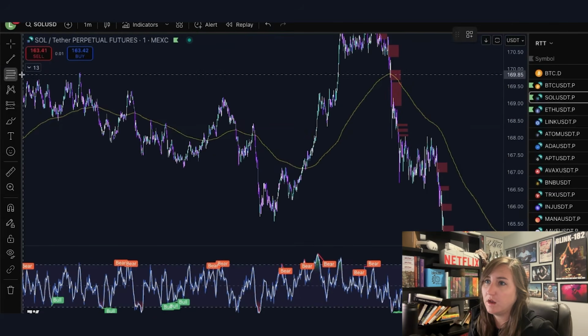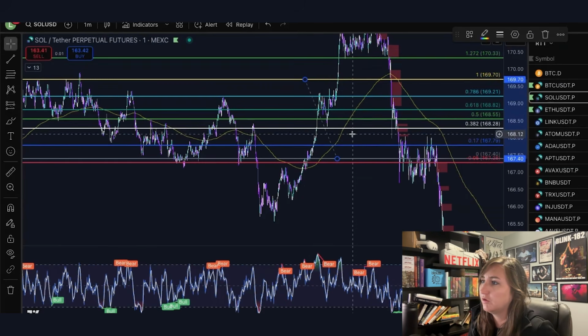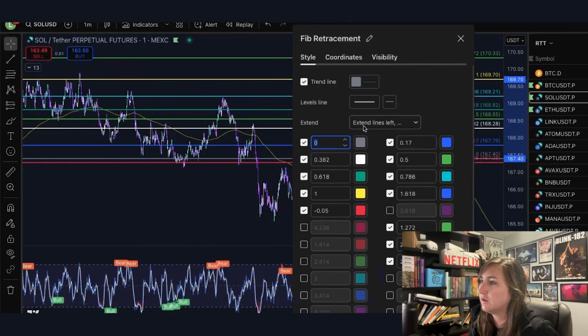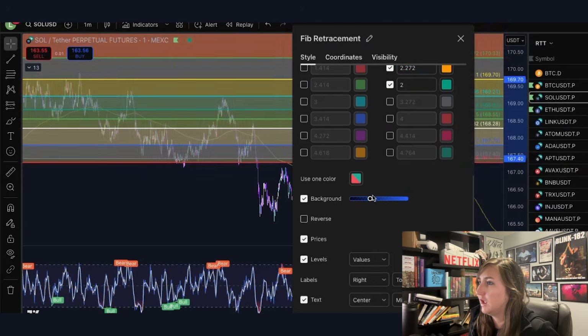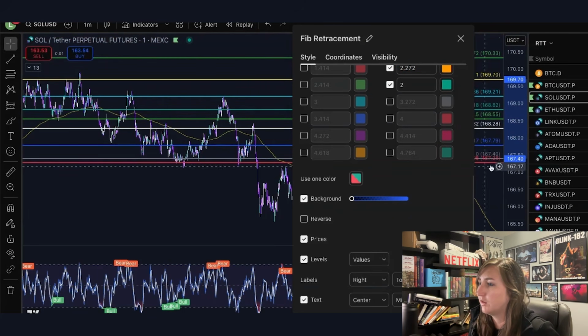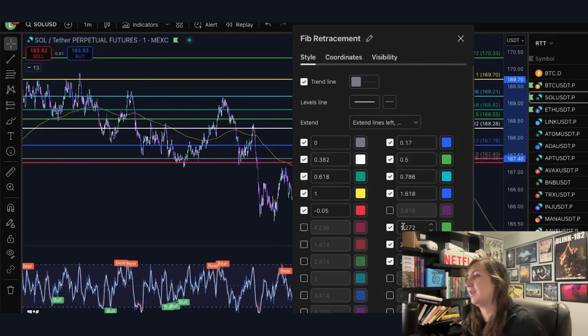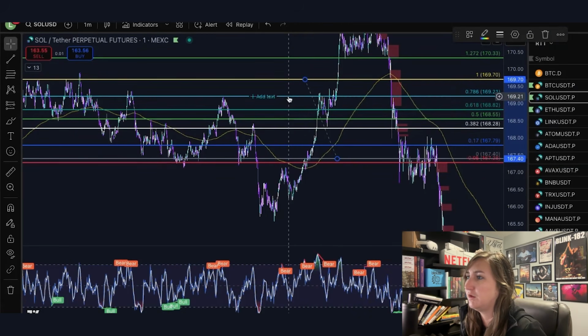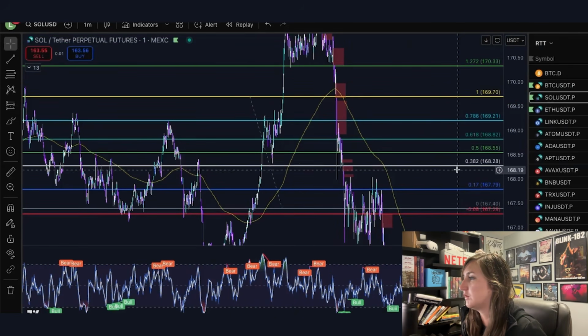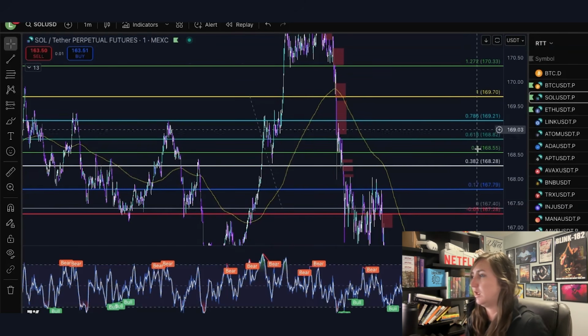If you are looking for those settings on the Fibonacci retracement, what's up here? You can double click this after you pull it up, and you can simply set these areas. So you can put 0, 0.382, 0.618, 1, negative 0.05 I used to use for stop loss, 0.17, 0.5, and then your take profit levels down here. And you can color code this however you want. You can have a background, you cannot have a background. I can use one color, however you want it to look on your graph. But there it is for setting up those values. You can just simply double click it and set those values there. So these are all the values I have, which is 0.17, 0.382, 0.5, 0.618, and so on and so forth.